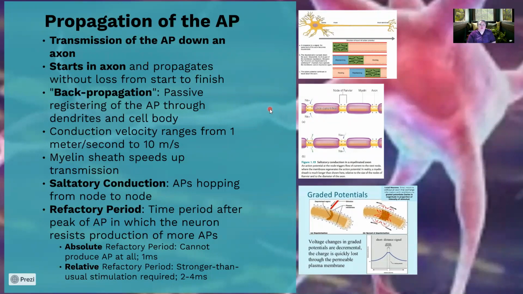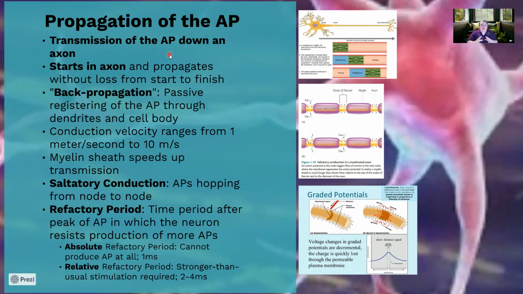So, propagation of the action potential. This part of the video is going to cover how the potential is moving through the axon, okay? It's the transmission of the action potential down an axon. So it starts in the axon and propagates without loss from start to finish.